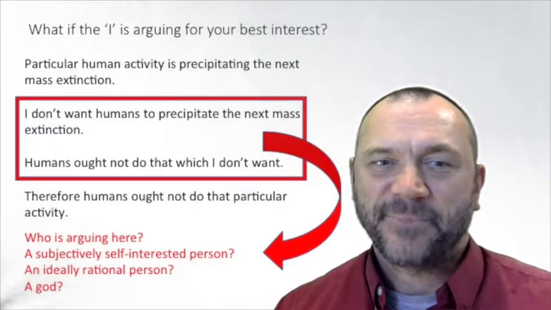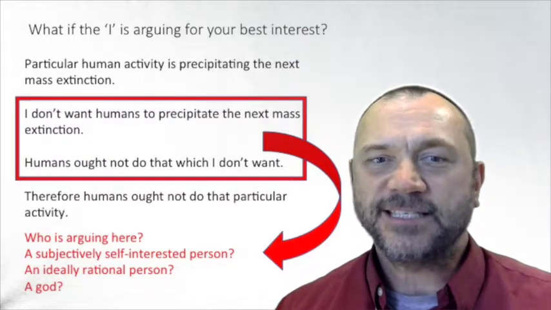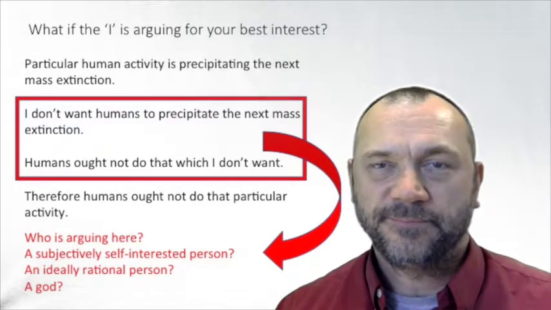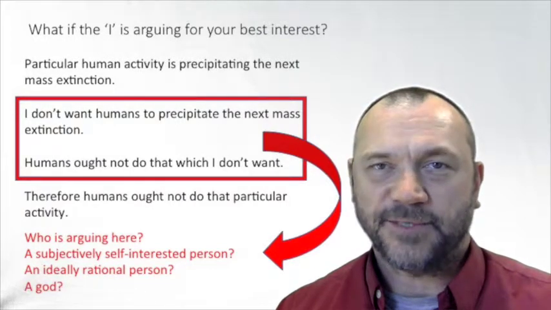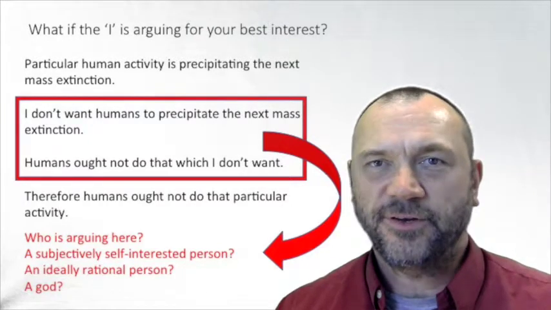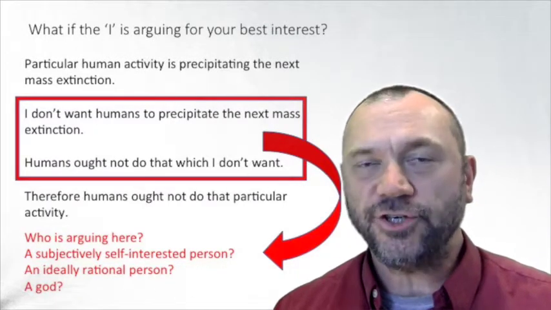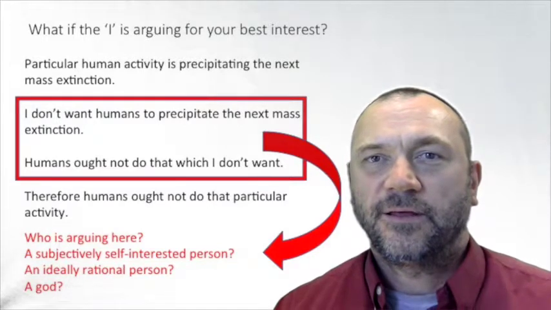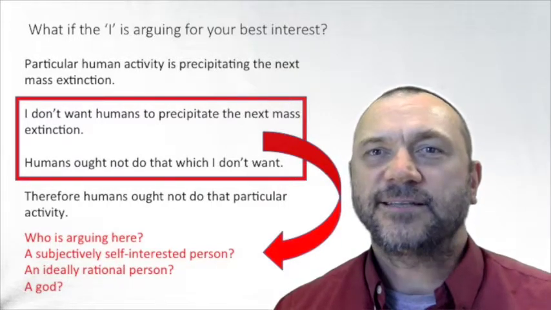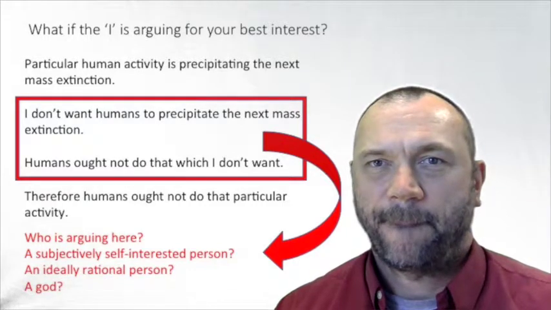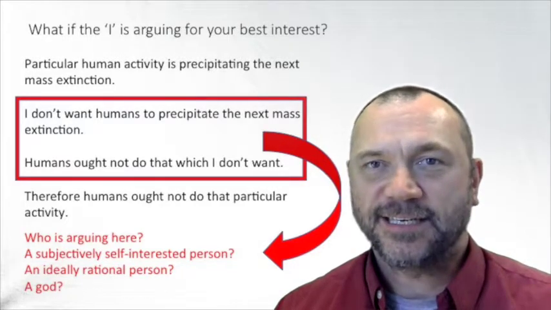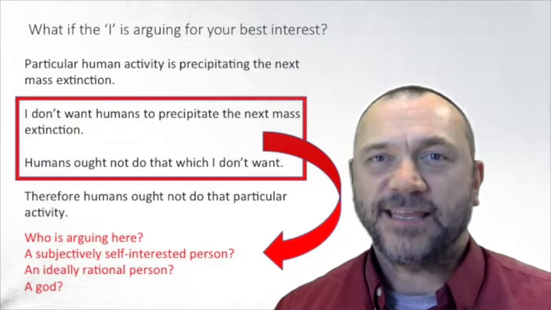Consider some possibilities. If a subjectively self-interested person is the I in question, and you don't happen to agree with them, then you may not be particularly convinced by this argument. On the other hand, if the I that's arguing is an ideally rational person, even you might imagine yourself as an ideally rational person, then you might start to think seriously about the conclusion. Or, if it's a God that has your best interest at heart, then you might also take the argument seriously.